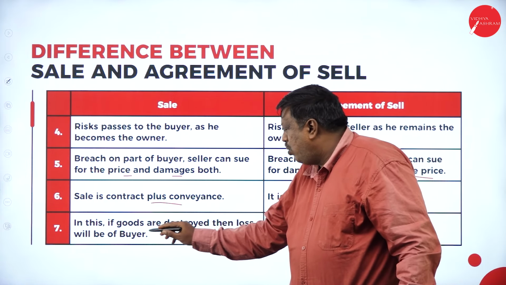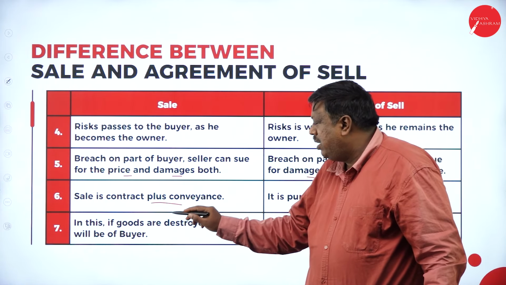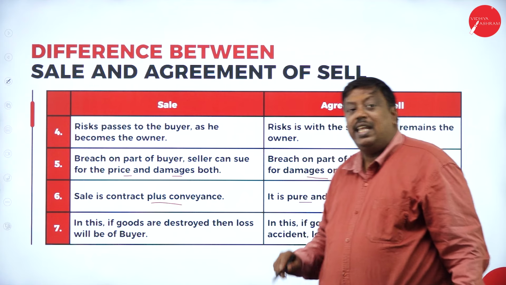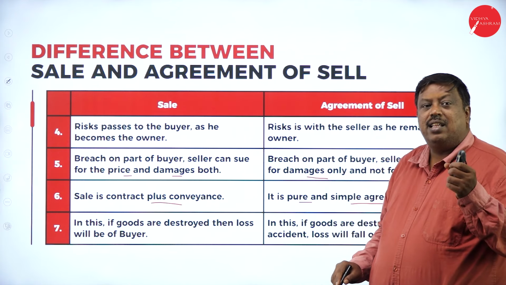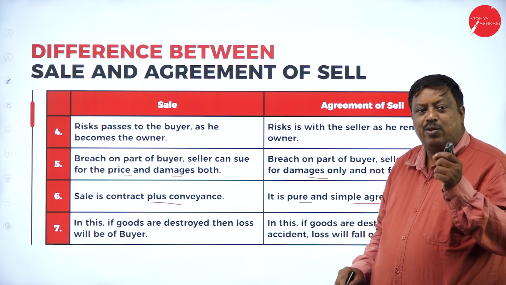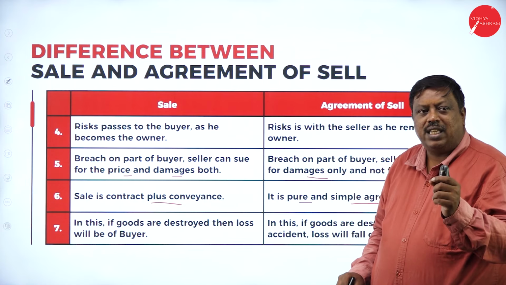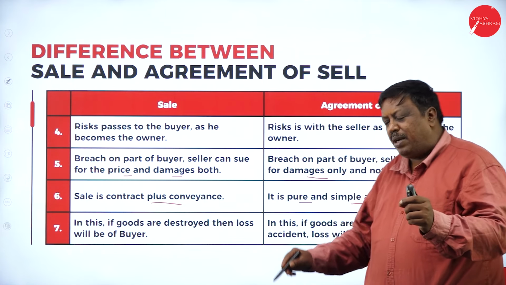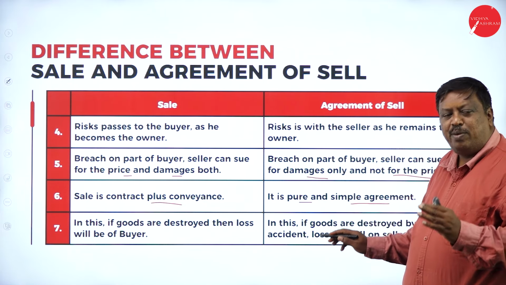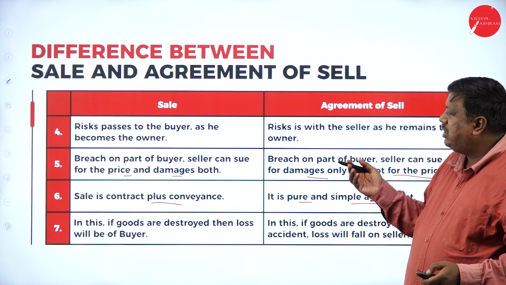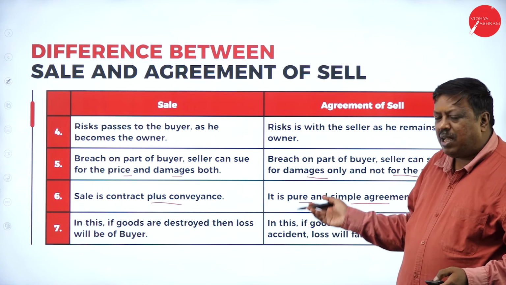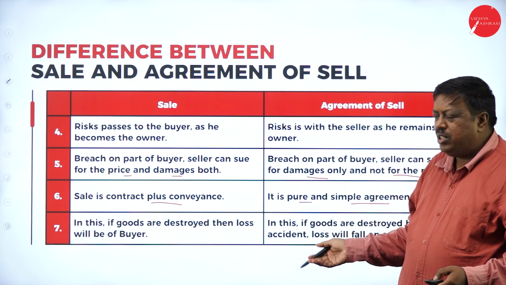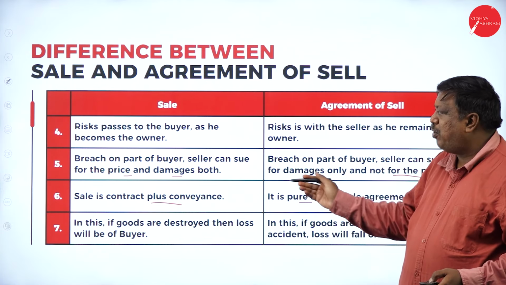In a sale, if the goods are destroyed, then the loss will be borne by the buyer. In case the goods have been destroyed due to fire, the risk has to be borne by the buyer. But in an agreement to sell, it should be borne by the seller. That's it. These were simple differences for you. For a 10 marks question, analyze and write it properly.